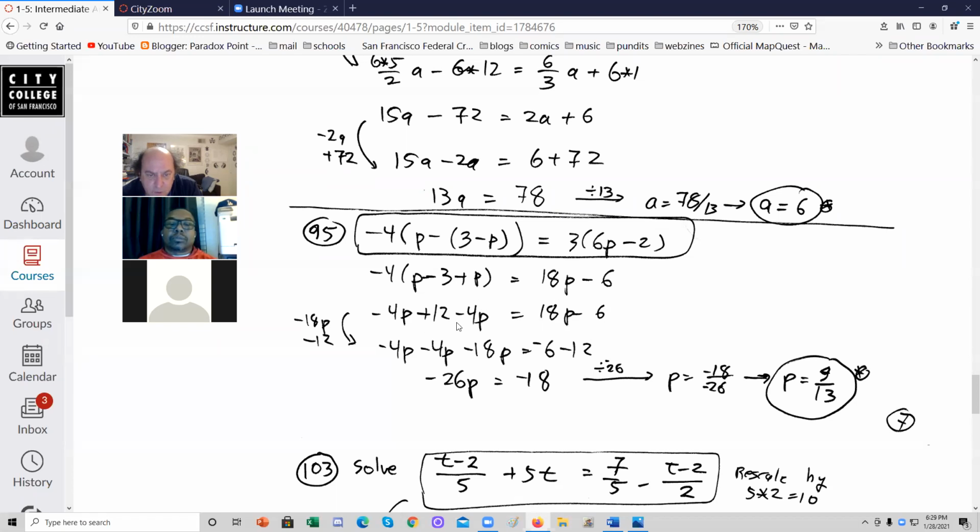I will move the 12 to the right by subtracting it from both sides. Move the 18p to the left by subtracting it from both sides. So you get negative 4p minus 4p minus 18p on this side. On the other side, minus 6 minus 12.